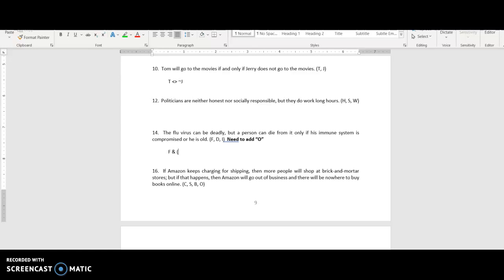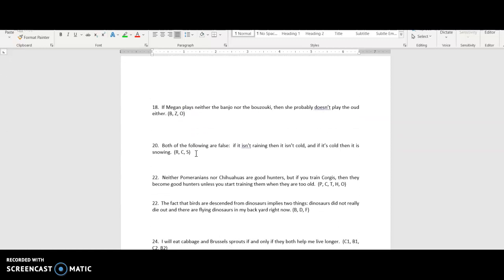I'm going to use a bracket here since we're going to need it. Only if is the conditional, the horseshoe. His immune system is compromised, so that's I, or he is old, so that's what we need the O. Now technically square brackets aren't allowed, only parentheses, but generally you can use them to make a sentence more readable. All right, so F and D conditional I or O.